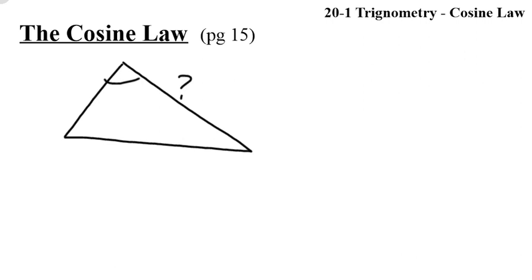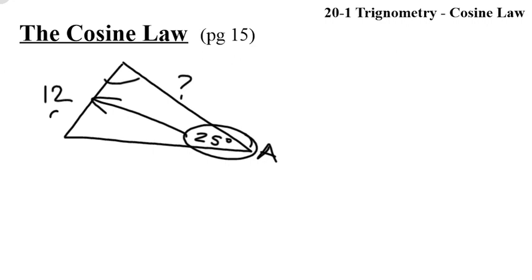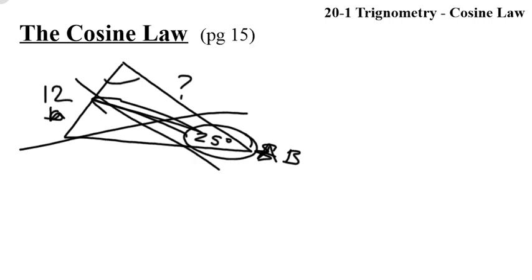That if I wanted to use the sine law, I had to know an angle and the side opposite it for the sine law to work. You had to have an angle-side pairing. You had to know angle A and side A, or angle B and side B, whatever it was. That angle-side pairing was essential. You're not always going to have that.